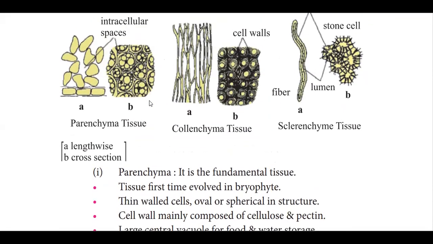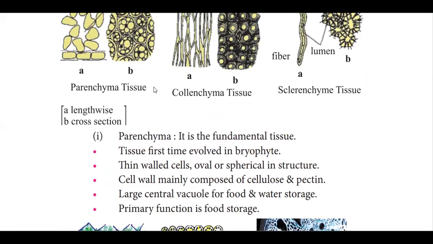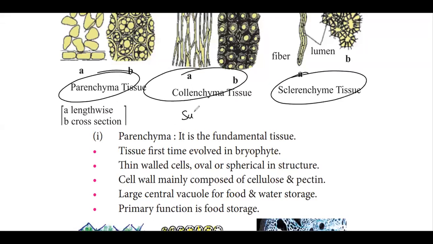Mainly we have three types: parenchyma, collenchyma and sclerenchyma. Parenchyma also has different types. We will study this one. Let me give you a review: these are all supportive tissues, and moreover they are simple permanent tissues.